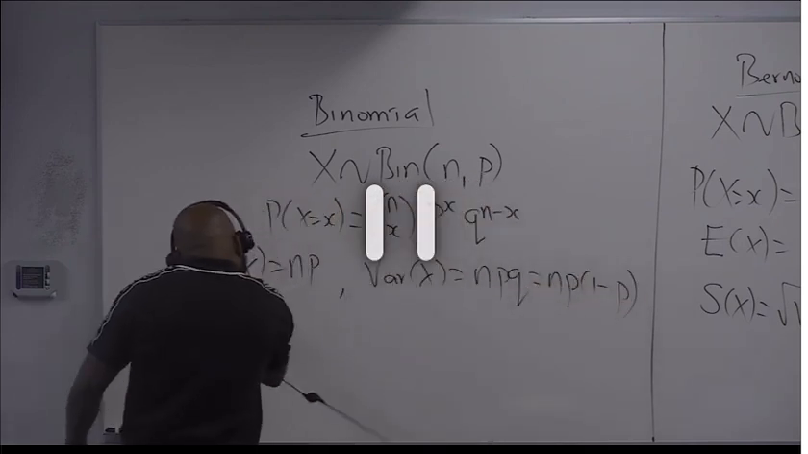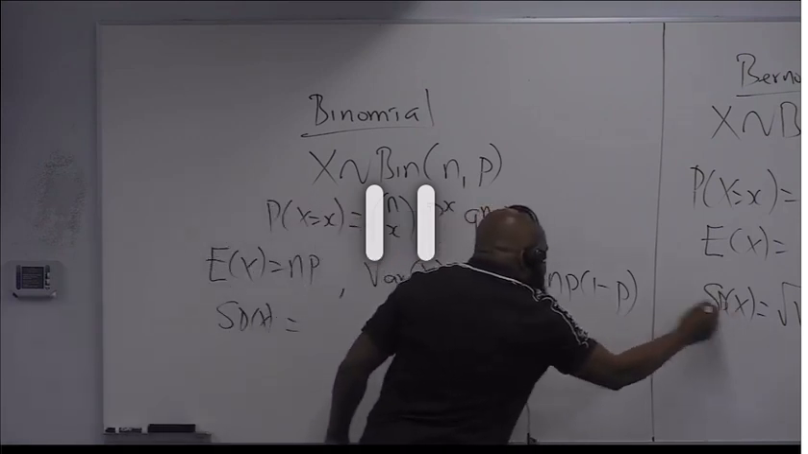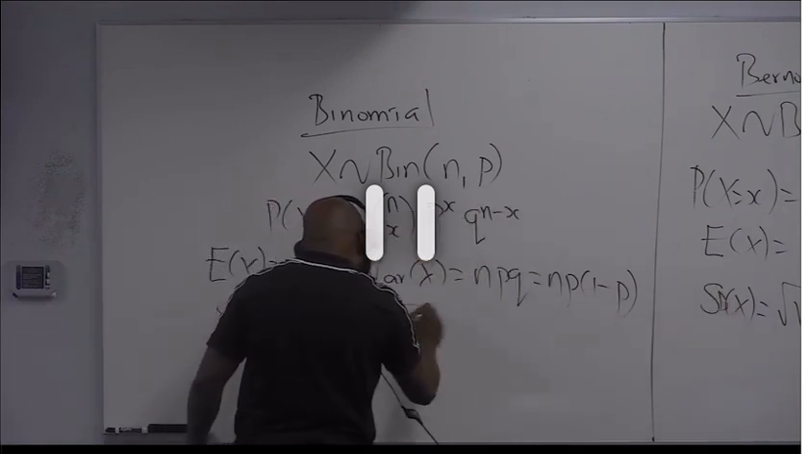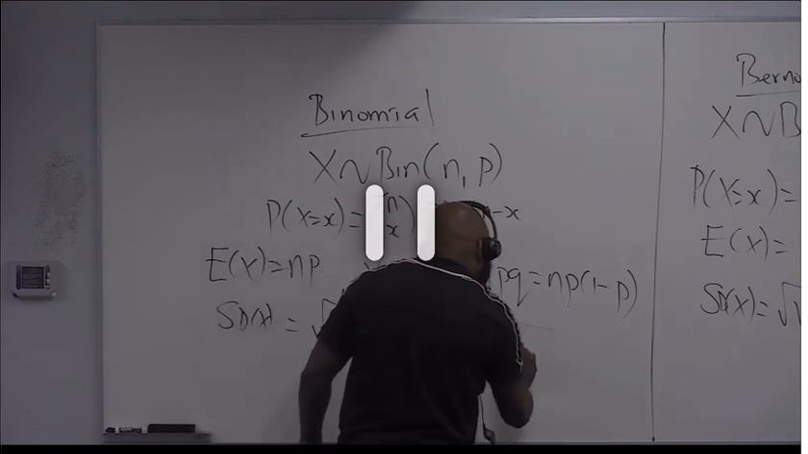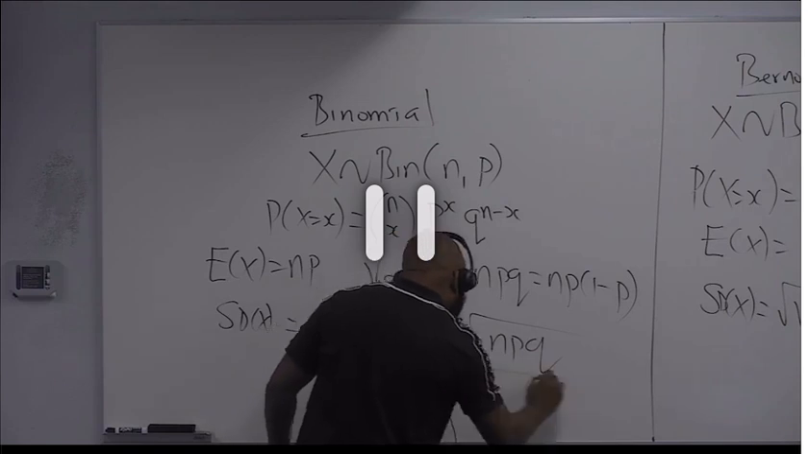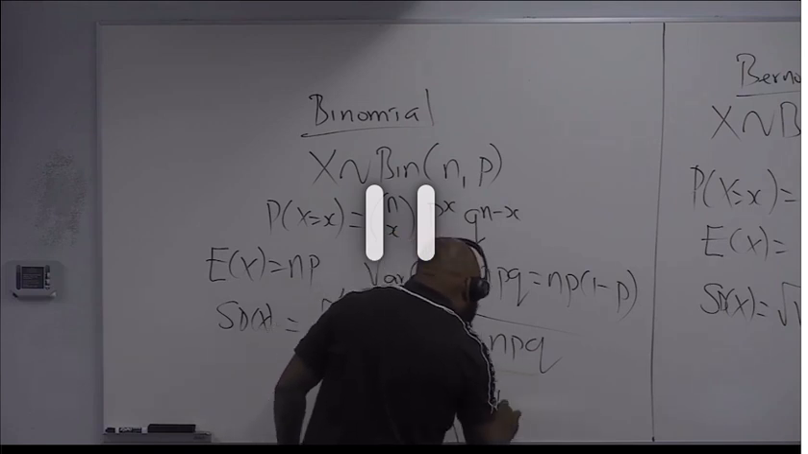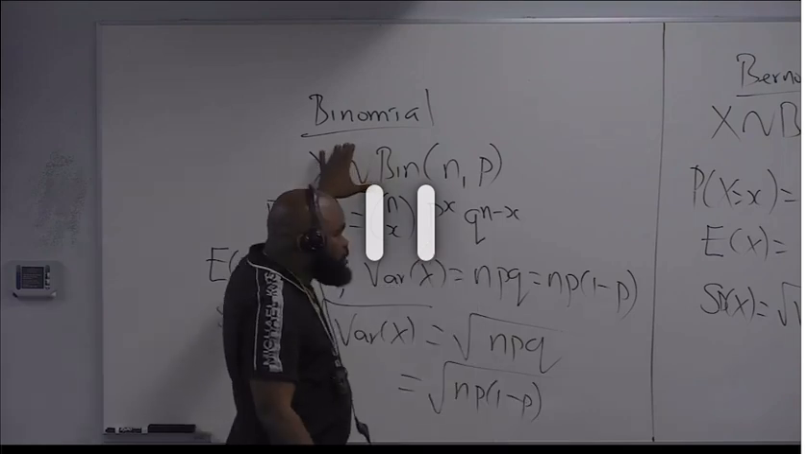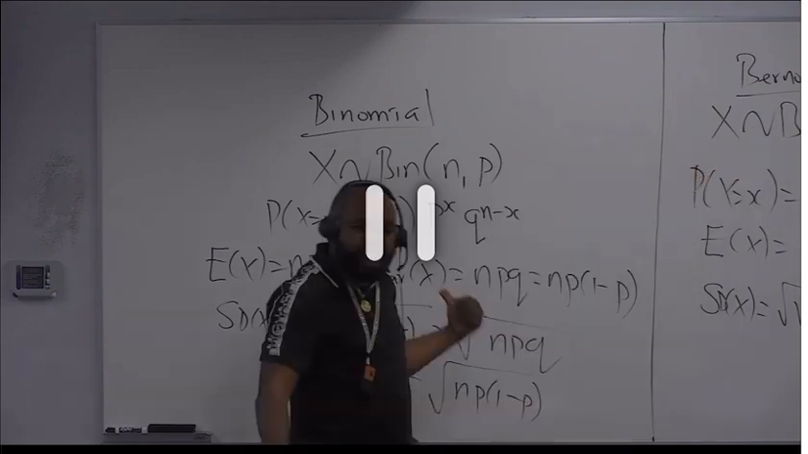Now the standard deviation of that is going to be the square root of the variance of S, which is equal to np, so the square root of npq, or you write np times 1 minus p. Now, this is binomial. Binomial is a general form of Bernoulli. Bernoulli is a special form of binomial.